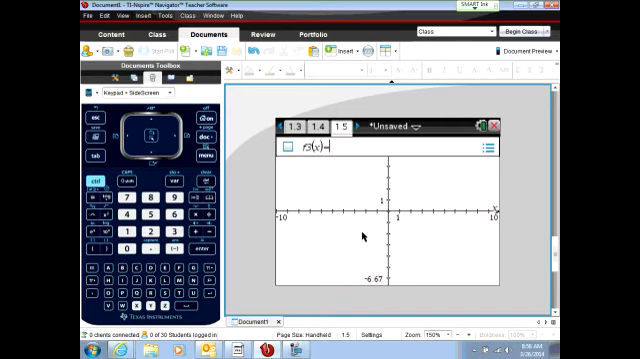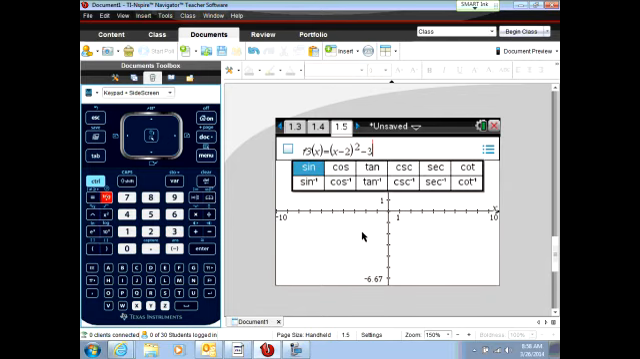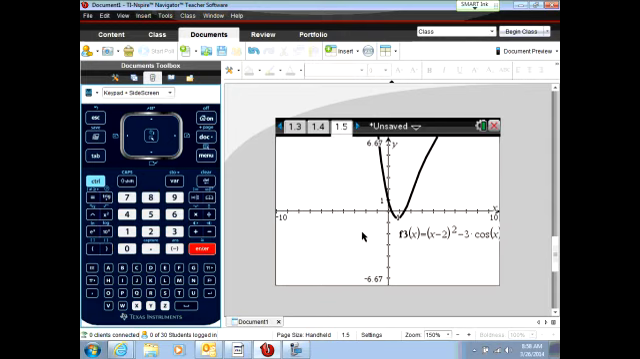So now we can put our function in. We had x minus 2 squared minus 3 cos x. Okay, and keep in mind again, this is in radians. And we got a function that looks like this. So our goal is to find where it crosses the x-axis, and we want it to 4 decimal places.